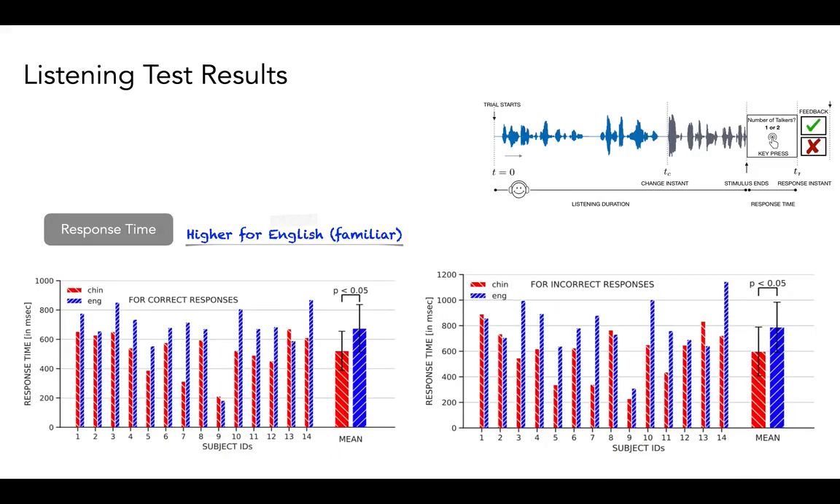Next we come to the response time, and here we see that the response time is higher for English, that is a familiar language, than the Chinese. This holds for both correct responses as well as incorrect responses, and the results are again significant. We hypothesize that this happens because in the case of a familiar language, as the listener is able to understand the speech, this imposes an additional cognitive load, and hence the response time is higher for English than for the Chinese.